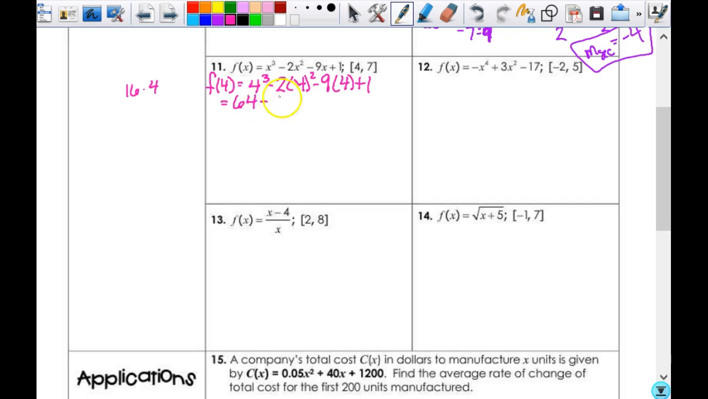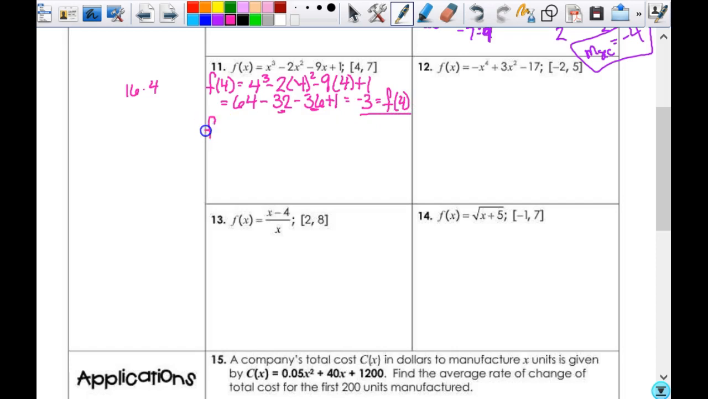Minus 4 squared is 16 times 2 is 32, minus 36 plus 1. So for this one, I'm going to combine these two first. So negative 32 and negative 36 is a negative, what? 68. So negative 68 and a positive 64 is negative 4 plus 1 is negative 3. And if you need to jot numbers down along the way so you don't forget what you just thought in your head, then do that. I mean, you can write stuff down.